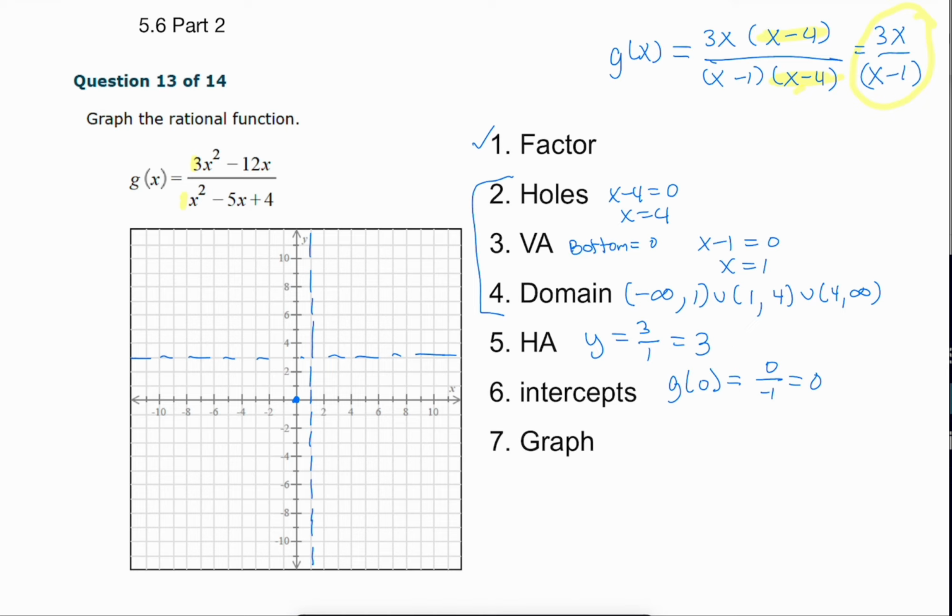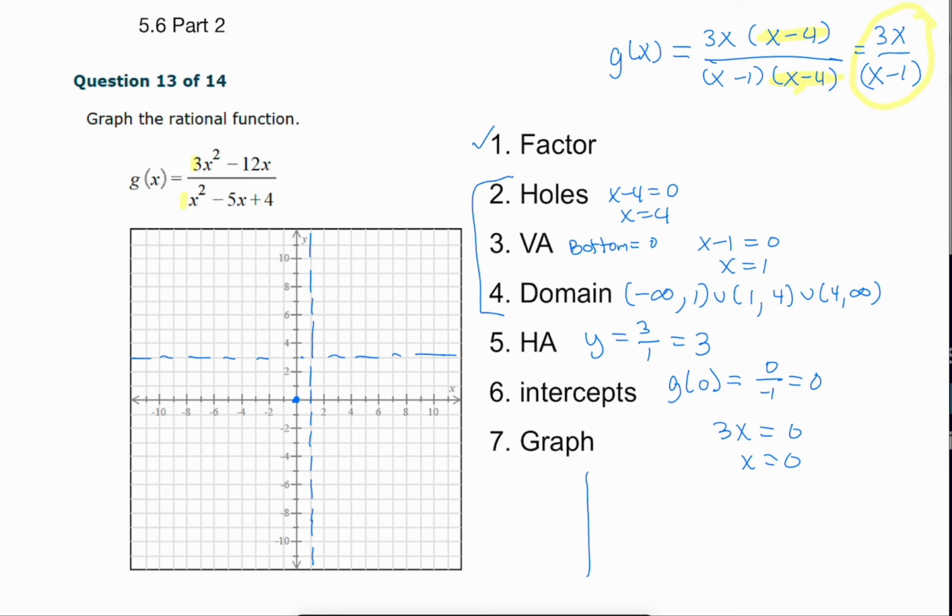If I set the top equal to 0, I also get 0. So if you get 0 as your y-intercept, it is also one of the x-intercepts. You might have more, but it is definitely one. So the only place I ever hit this line is at 0, 0. The only place I ever hit this line is also at 0, 0. Okay, so now we need a graph.